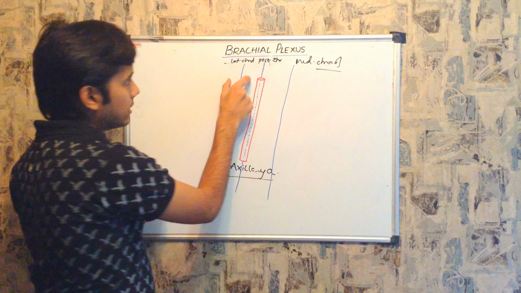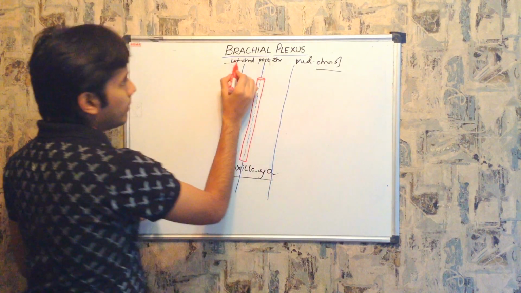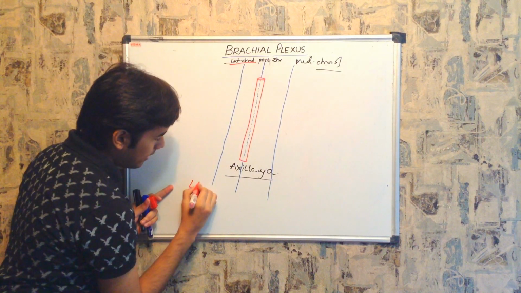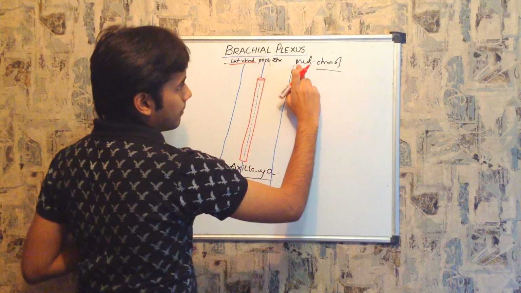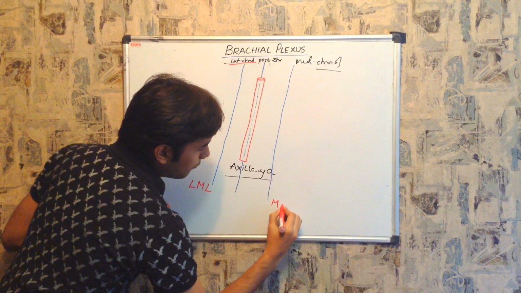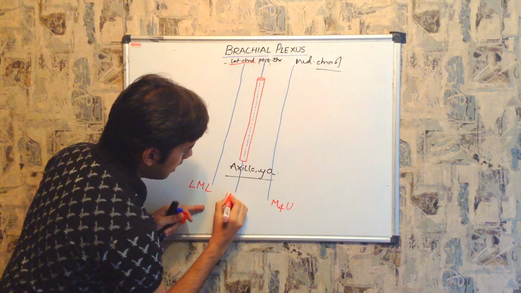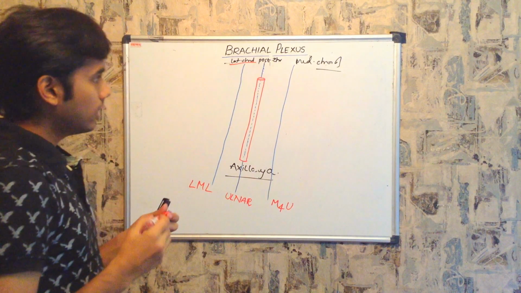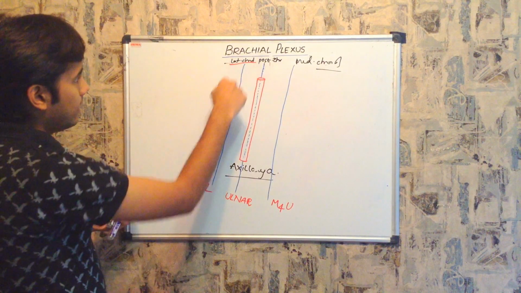So now we will see the branches of the lateral, posterior and the medial cord. A small mnemonic to remember the branches: the lateral cord is L, M, L. The medial cord is M, the first letter is M, so we need to remember it as M4U. And the posterior cord is ULNAR. So first we'll look at the lateral cord branches.